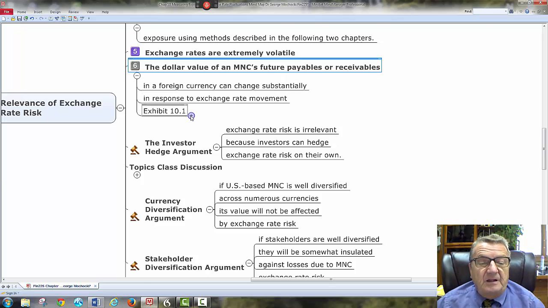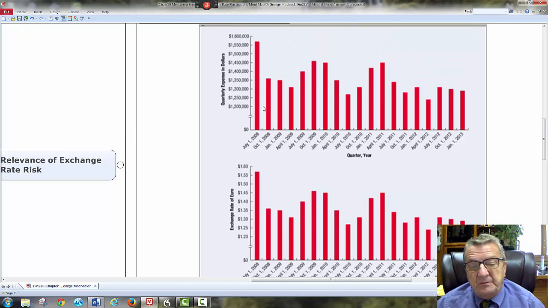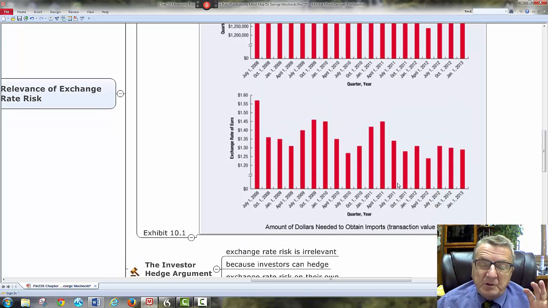Okay, and here's an exhibit. If I'm looking at the different amounts of dollars needed to obtain 1 million euros for import transactions, you see how it's changed over time. July, higher, lower. So when you're looking at the graphs, stop and look at it.